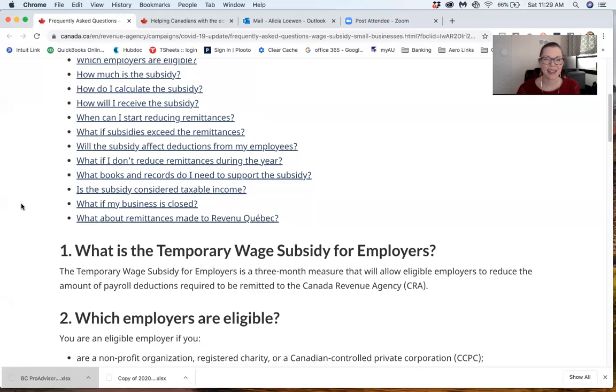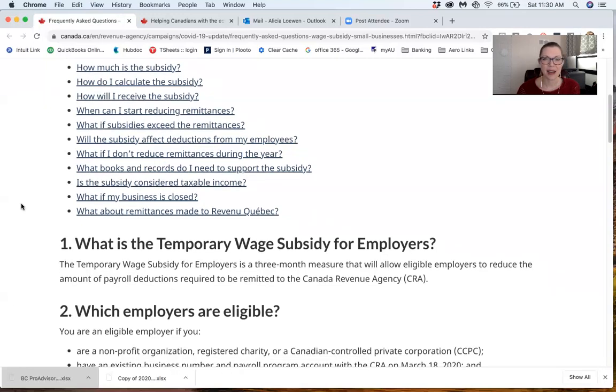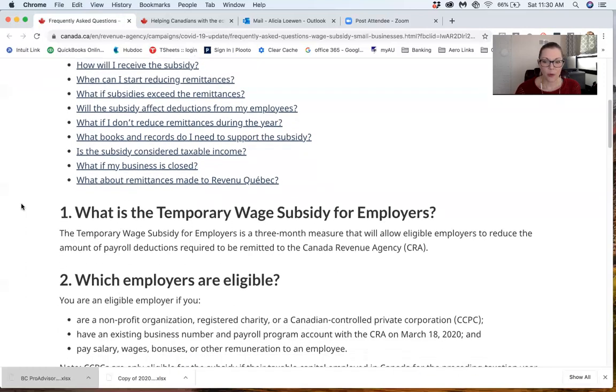So I think the government, by the time that it's the end of the year, they'll have some more information for us and they'll have procedures in place to reconcile it. Okay, so it's going to be for 3 months.